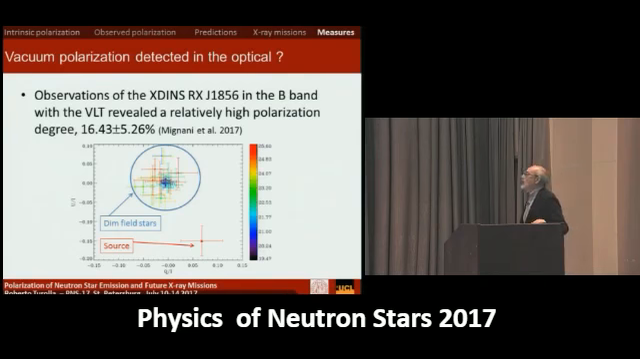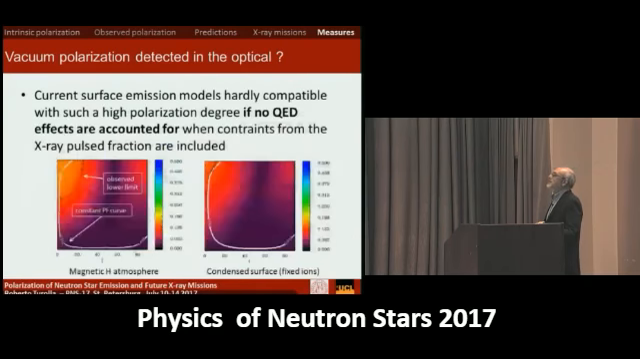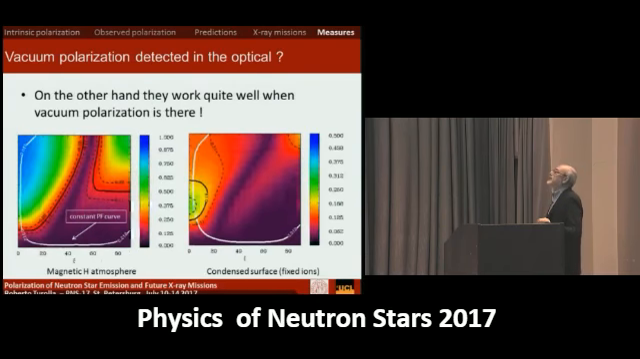So we are pretty convinced that the determination of this polarization in the optical B band with VLT is robust. And if you take into account the different models, and you also take into account that we know the pulsed fraction in the X-rays, which is very small, 1.2%, you put everything together, the models without any QED accounted for work only marginally. But if you actually include the QED, then the models work quite well.